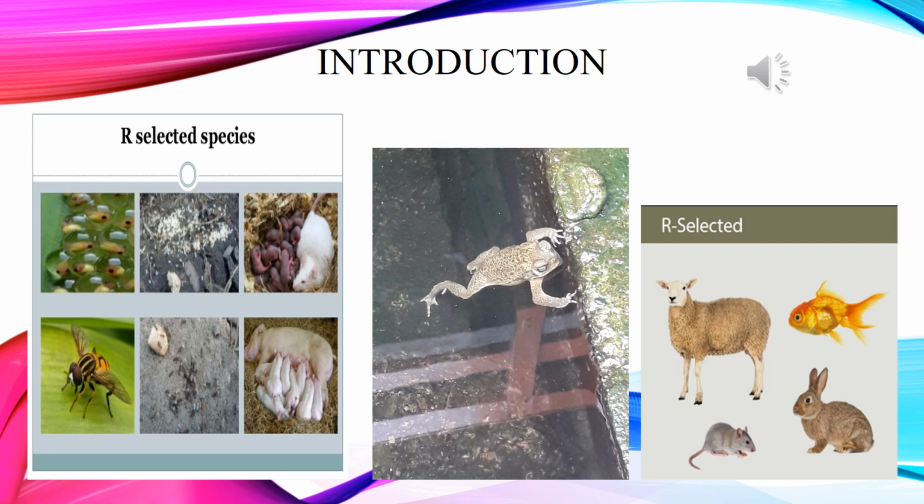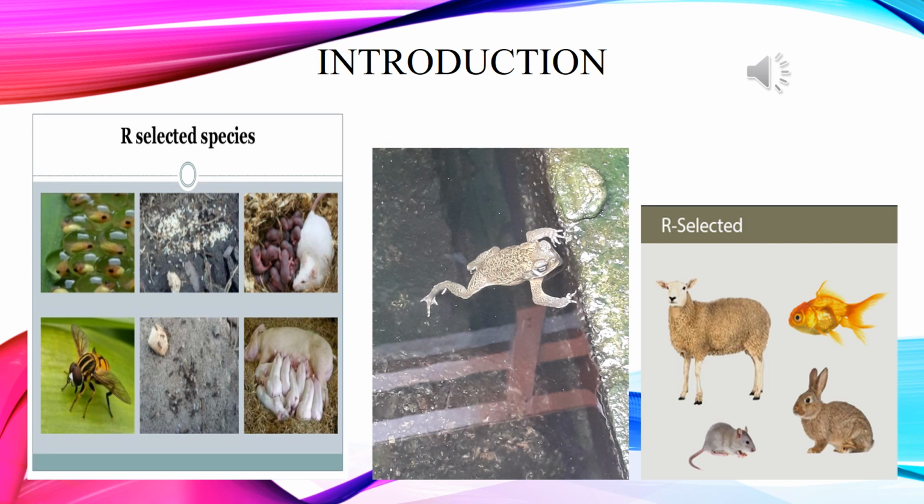R-selected species are species with a large number of progeny or offspring. They are fast growing but mostly die young. They mostly invade disturbed places, and when they find new resources, they exploit them to the full. They also represent the type 3 survivorship curve.